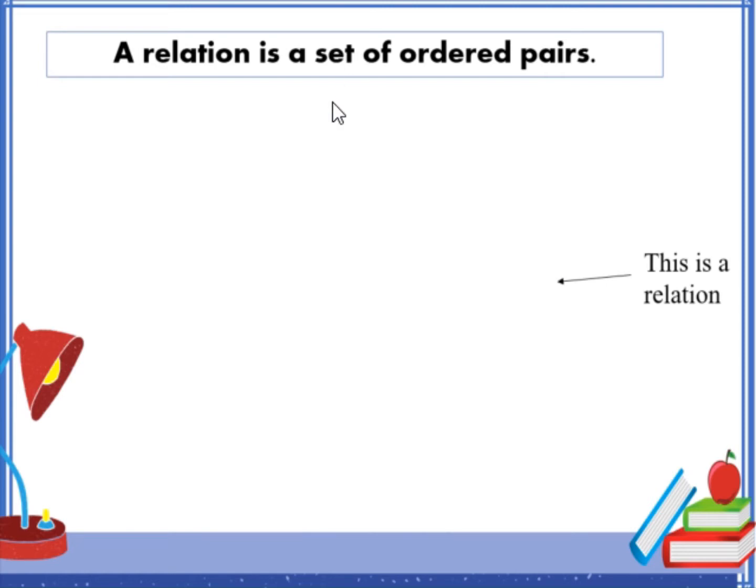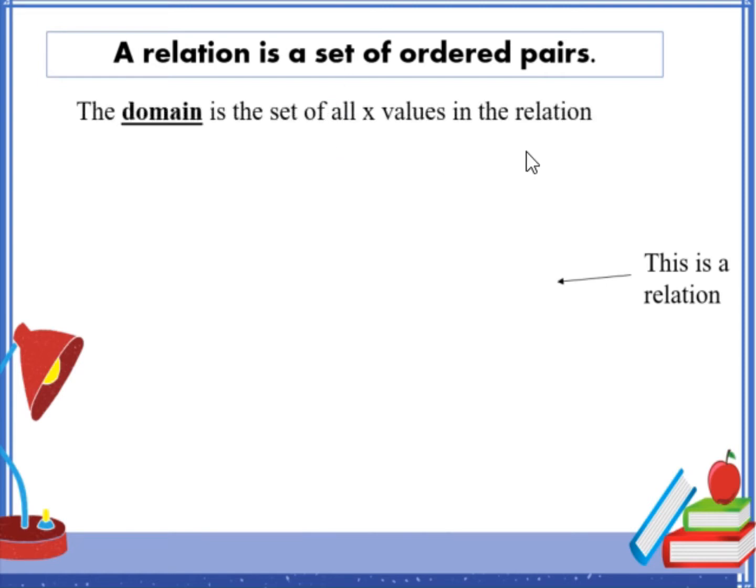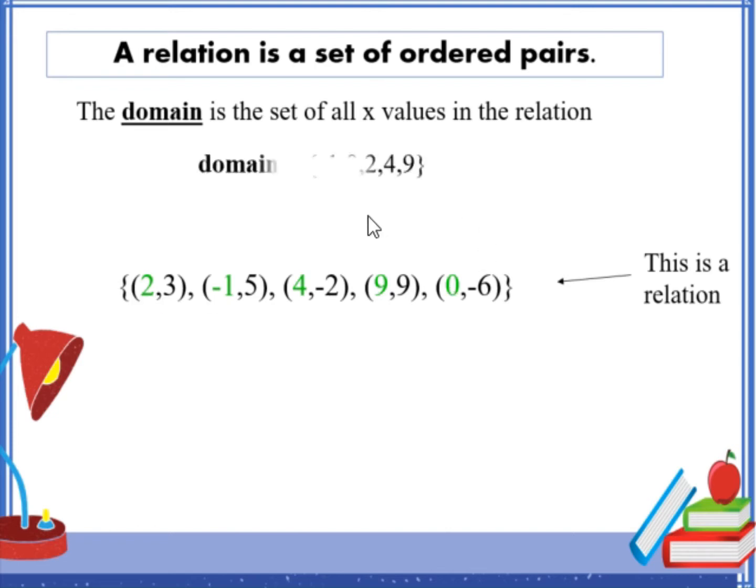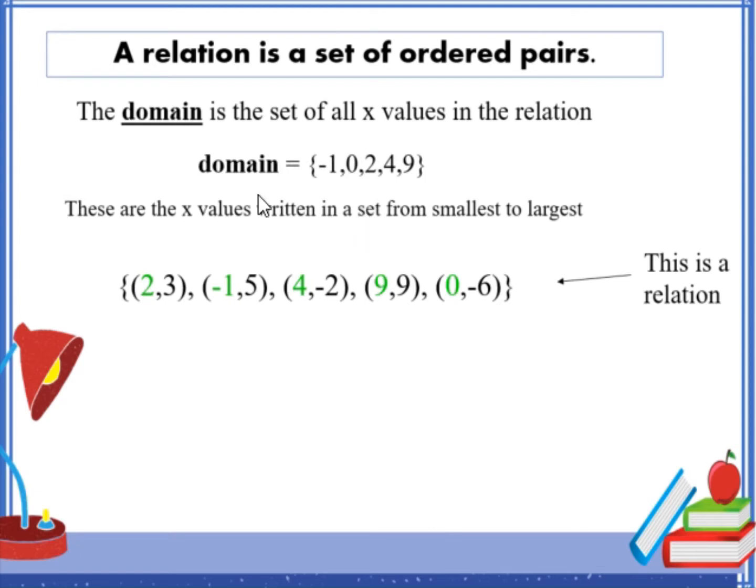The domain is the set of all x values in the relation. For instance, we have here 2, negative 1, 4, 9, and 0. They are all x values, so we call them the domain. If we arrange them from smallest to largest, we'll have the domain as the set of negative 1, 0, 2, 4, and 9.